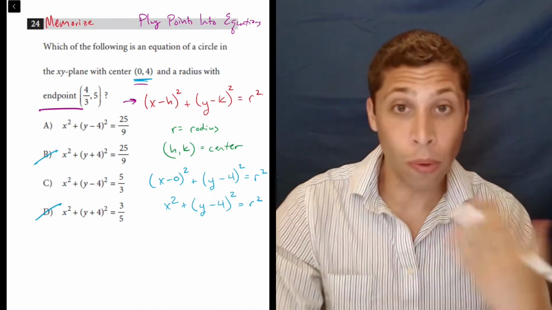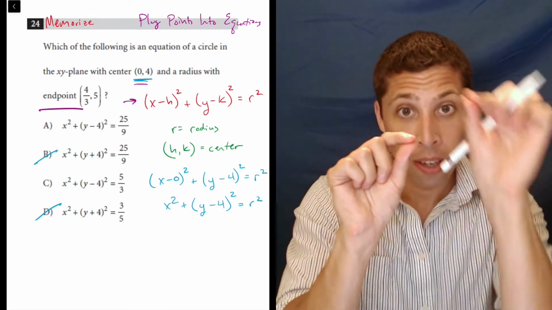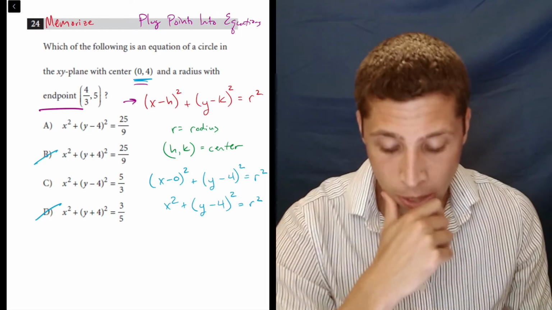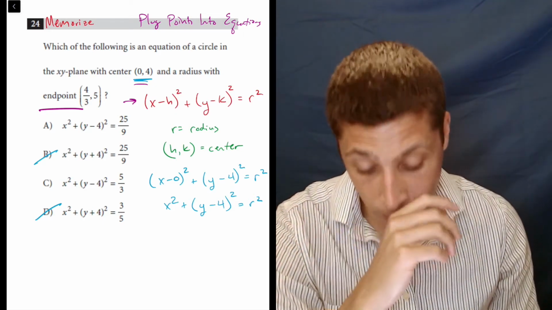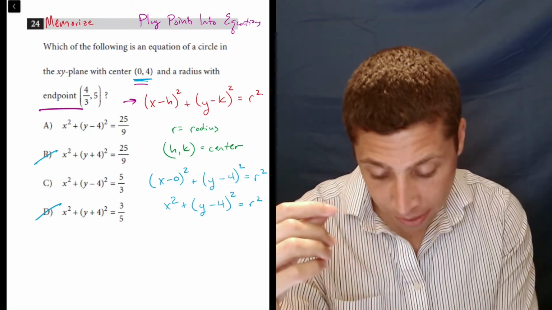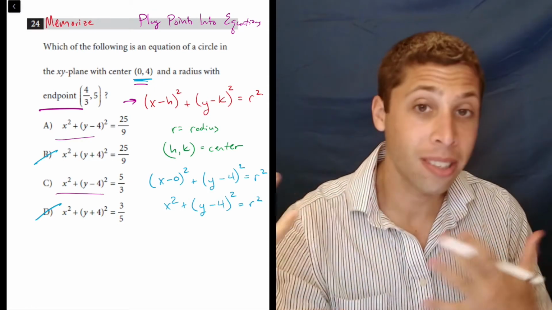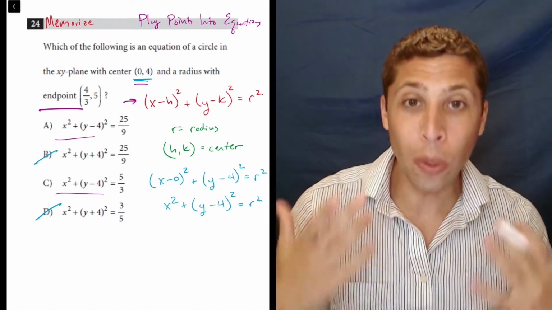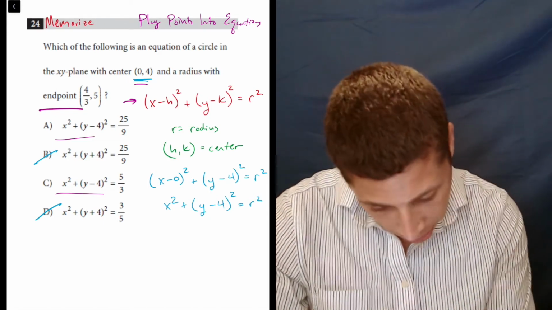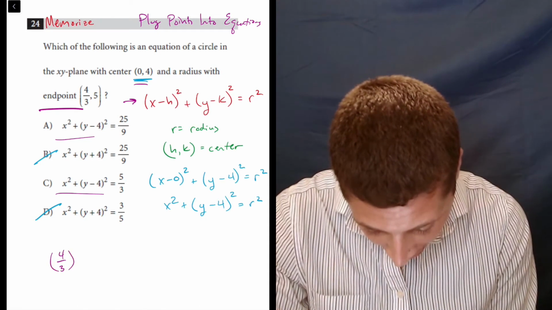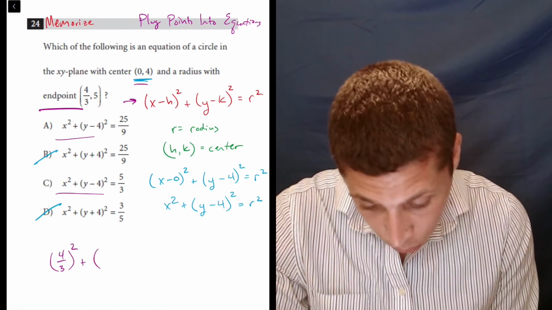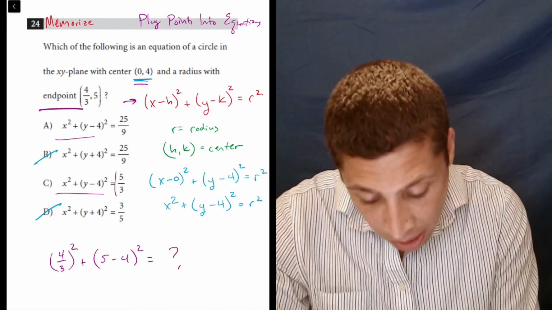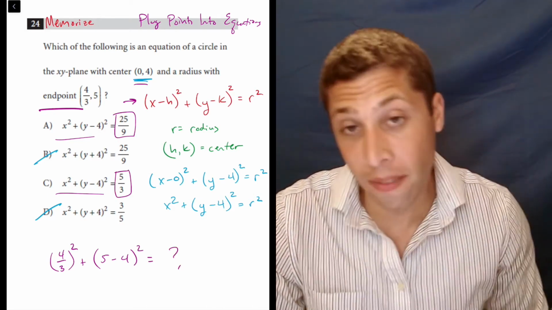But that's what we have. We have the radius as an endpoint. So somewhere along this outer edge is this point (4/3, 5). So what we can do is plug that in for x and y and see what we get. And because A and C have the same variable combinations here, we only have to do this once. So what I would do is I'd say, okay, 4/3 is my x, so let's square that, plus y is 5, so 5 minus 4 squared. And I don't know what it equals. It's either going to equal 5/3 or 25/9. Let's see.